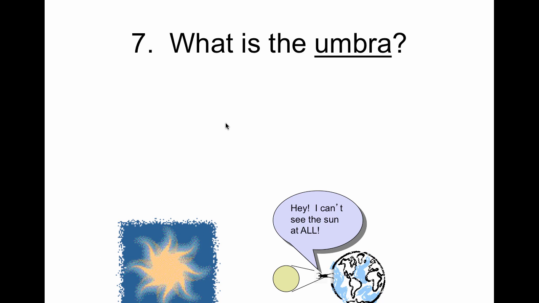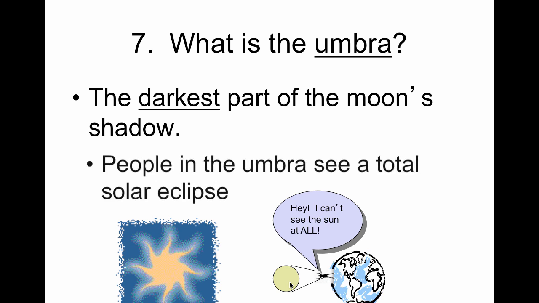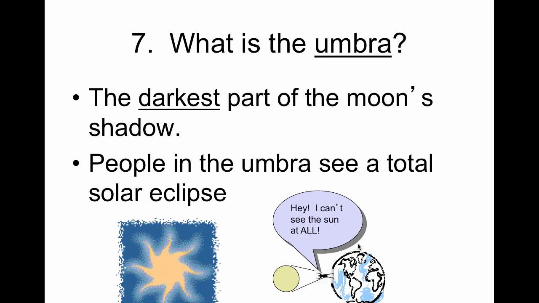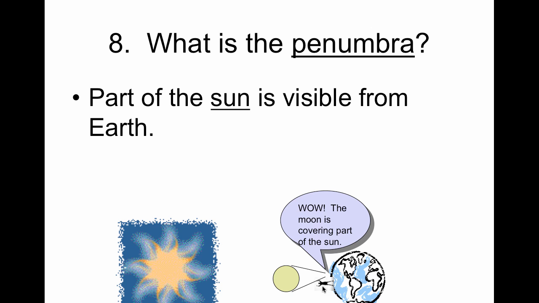The umbra is the shadow that's cast by the moon. If you are in the darkest part, so if you are right here seeing a total solar eclipse, you are going to be in the umbra. So if you're right here, you're in the umbra shadow. Okay? If you're right here, you're seeing a partial eclipse. That's called the penumbra.